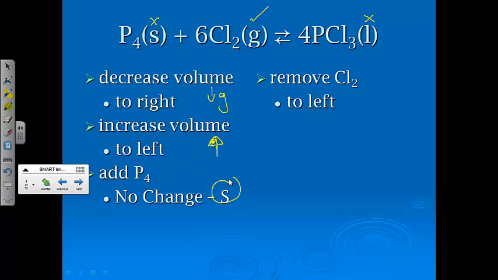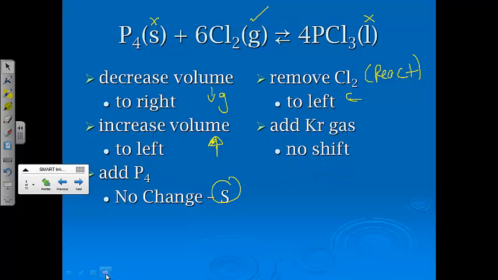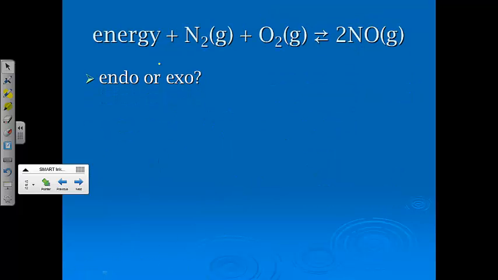Okay, if we add phosphorus, no change, it's a solid. If we remove chlorine gas, it's going to want to replace the chlorine gas, and since chlorine is a reactant, it's going to shift to the left. If we add krypton gas, again inert, no shift. Last but not least, if we add the liquid product, phosphorus trichloride, we're not going to have any shift either.